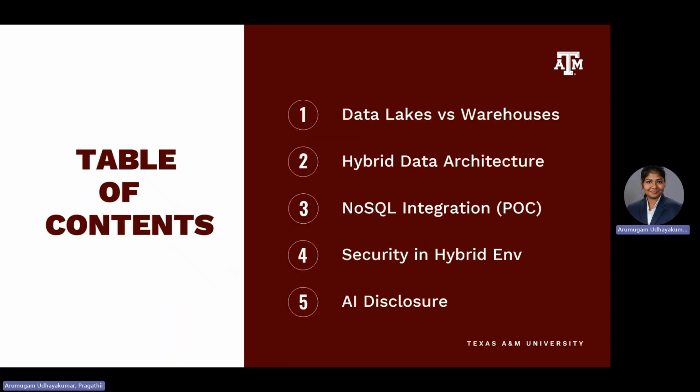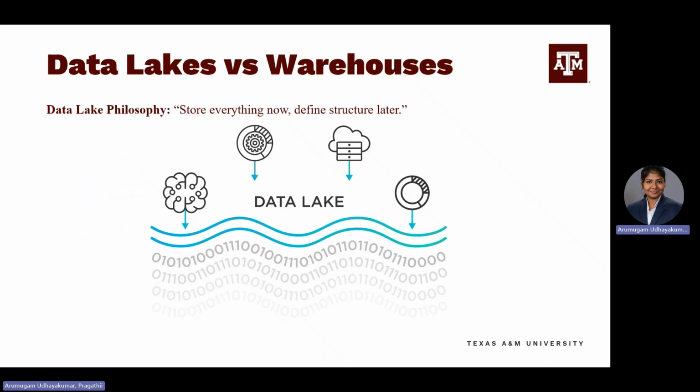Today's table of discussions will be as follows, and I'll initiate by discussing what data lakes and warehouses are. So the basic philosophy of a data lake is that you store everything now and define structure later. Similar to how water flows in a lake, here the data flows. The data is fetched from various data sources, and the data structure might be structured, semi-structured or unstructured. It can be anything. For now you're just storing everything as it is, and then you define the structure later in the forthcoming process.